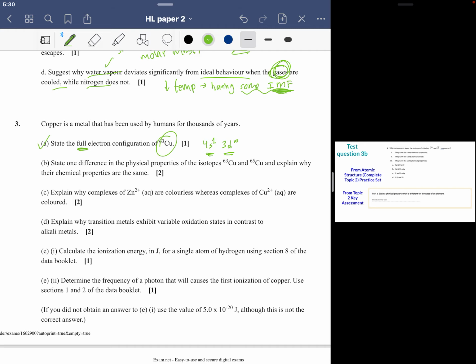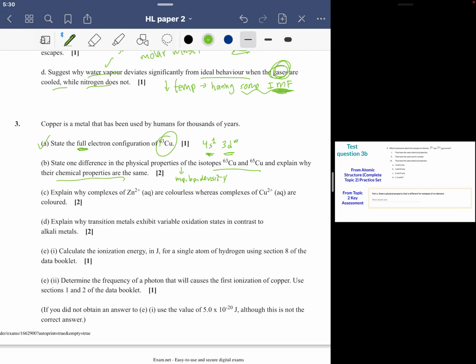3b: state one difference in physical properties and explain why the chemical properties are the same. Physical properties, some people did try to tell me mass. We actually saw that same question on the topic 2 key assessment. It is atomic mass, but a physical property of the whole substance. You could have used melting point, boiling point, density, an actual physical property, not just atomic mass.